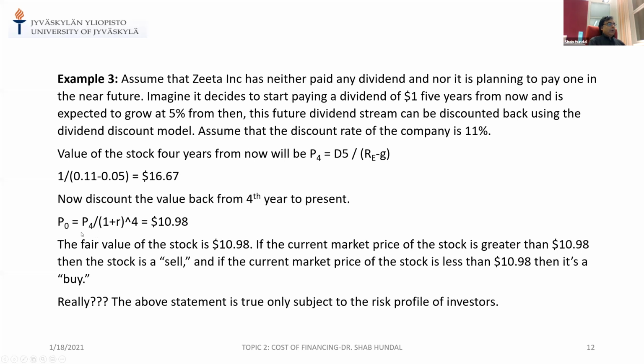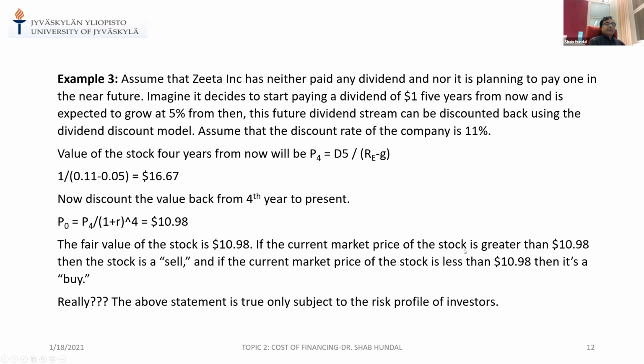But that is the 4th year. What about now? Well, then we are discounting backward. Now we have the stock price of Zeta in the 4th year, and then we discount it backward 4 years, from the 4th year to 2021, and it comes out to be 10.98. In other words, if you are looking at the theoretical price of Zeta Incorporation now, it is 10.98. It's like a fair value of the stock. We got one more phrase, fair value.